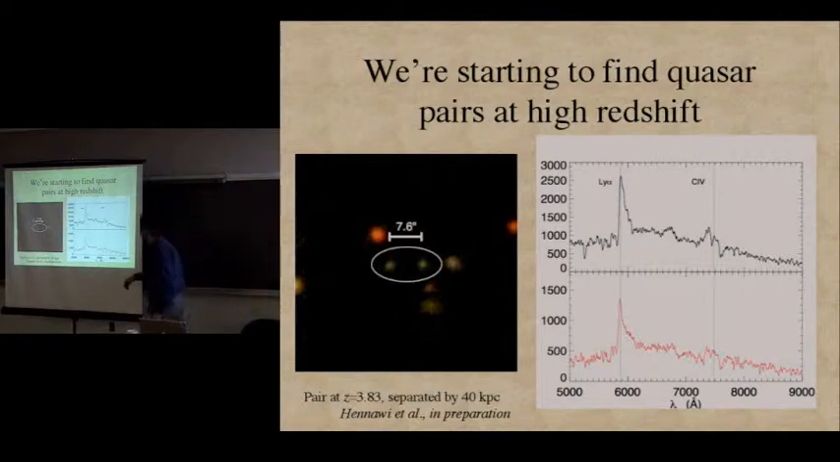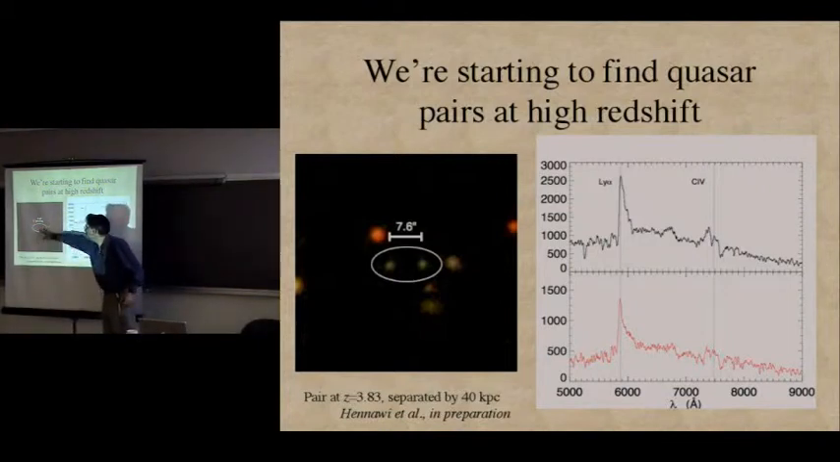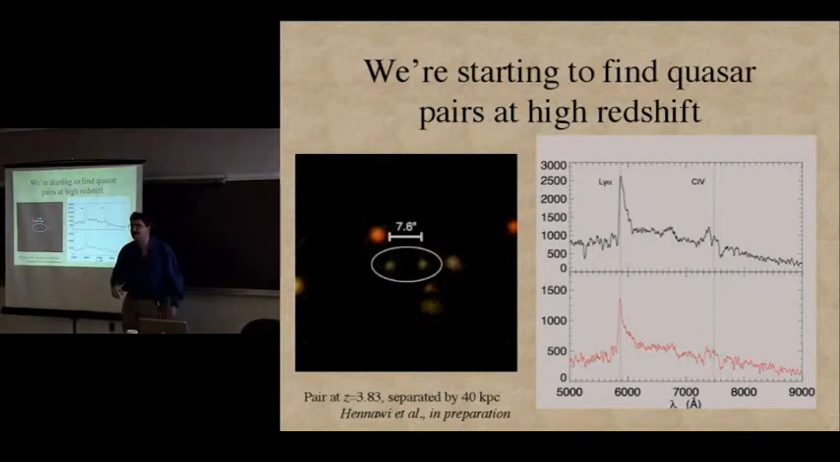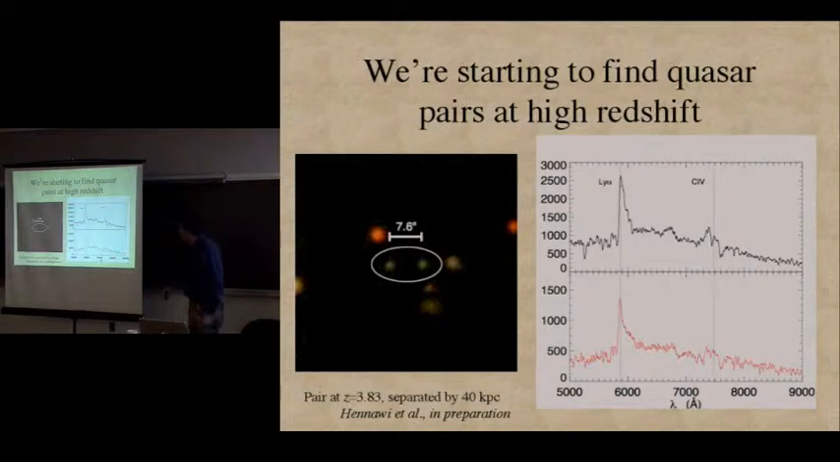But here's a particularly dramatic example. Redshift 3.83, separated by about 7 arc seconds, which is less than 100 kiloparsecs. Here's the spectra of these 2. Again, this isn't a lens, but the redshifts are clearly the same.